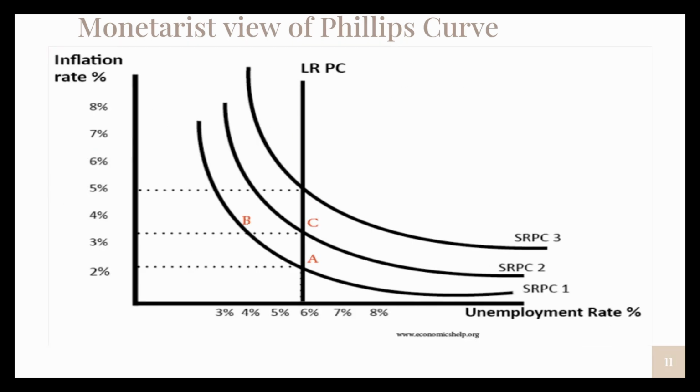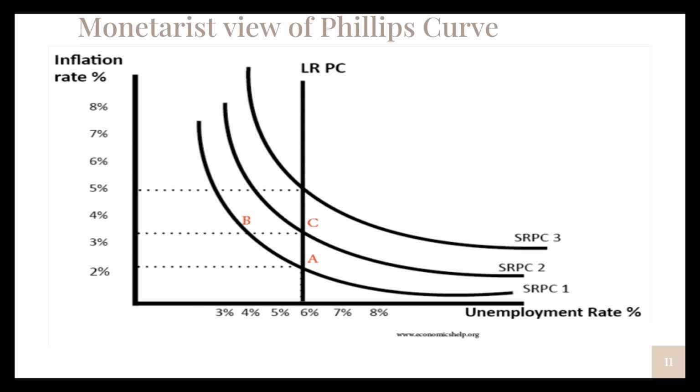Now look at this diagram where you see both the short-run Phillips curve and the long-run Phillips curve. Every point on the short-run Phillips curve represents a combination of unemployment and inflation that an economy might experience given current expectations about inflation. For example, an economy at point A has an unemployment rate of 6% and an inflation rate of 2%. At point B, the unemployment rate has reduced to 4% and the rate of inflation has increased to 3%.